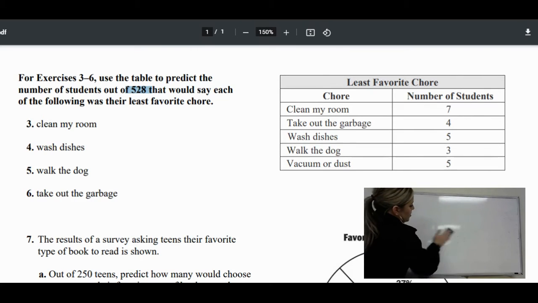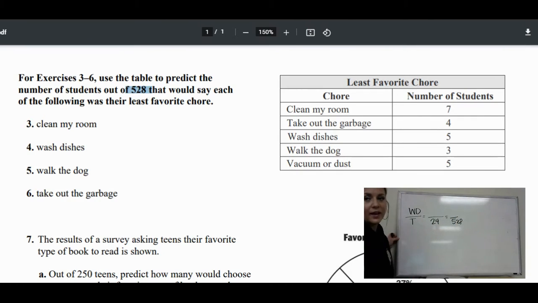Okay, washing dishes. Miss Mitchell's least favorite now. Okay, so we're going to do WD for wash dishes to total. And we know it's 24, and we know 528. Okay, and it says on here, washing dishes is 5. So 5 out of 24. We know that 7 out of 24 was 156. So we know that 5 is less than 7. Our answer needs to be under 156. Okay. So we're going to cross multiply and then divide.